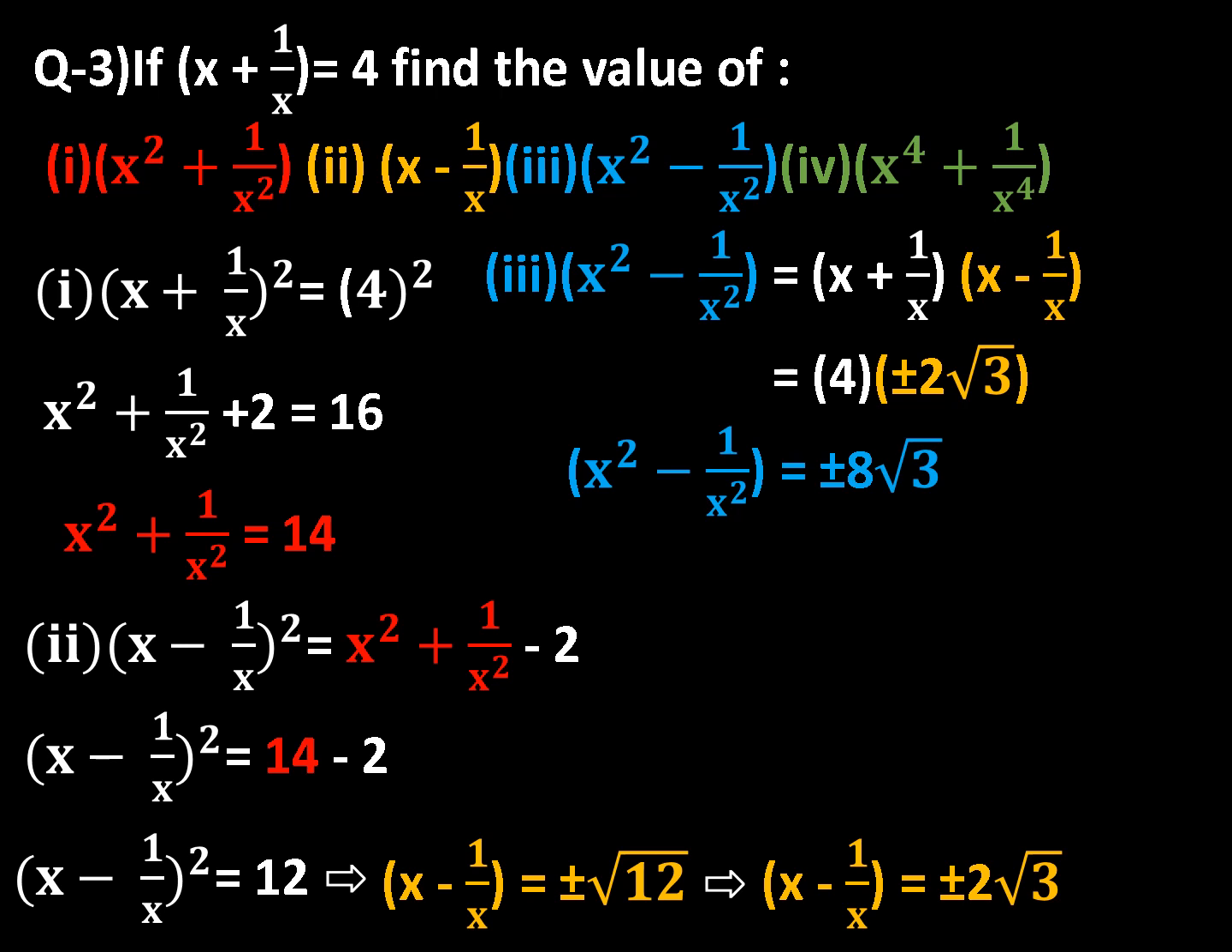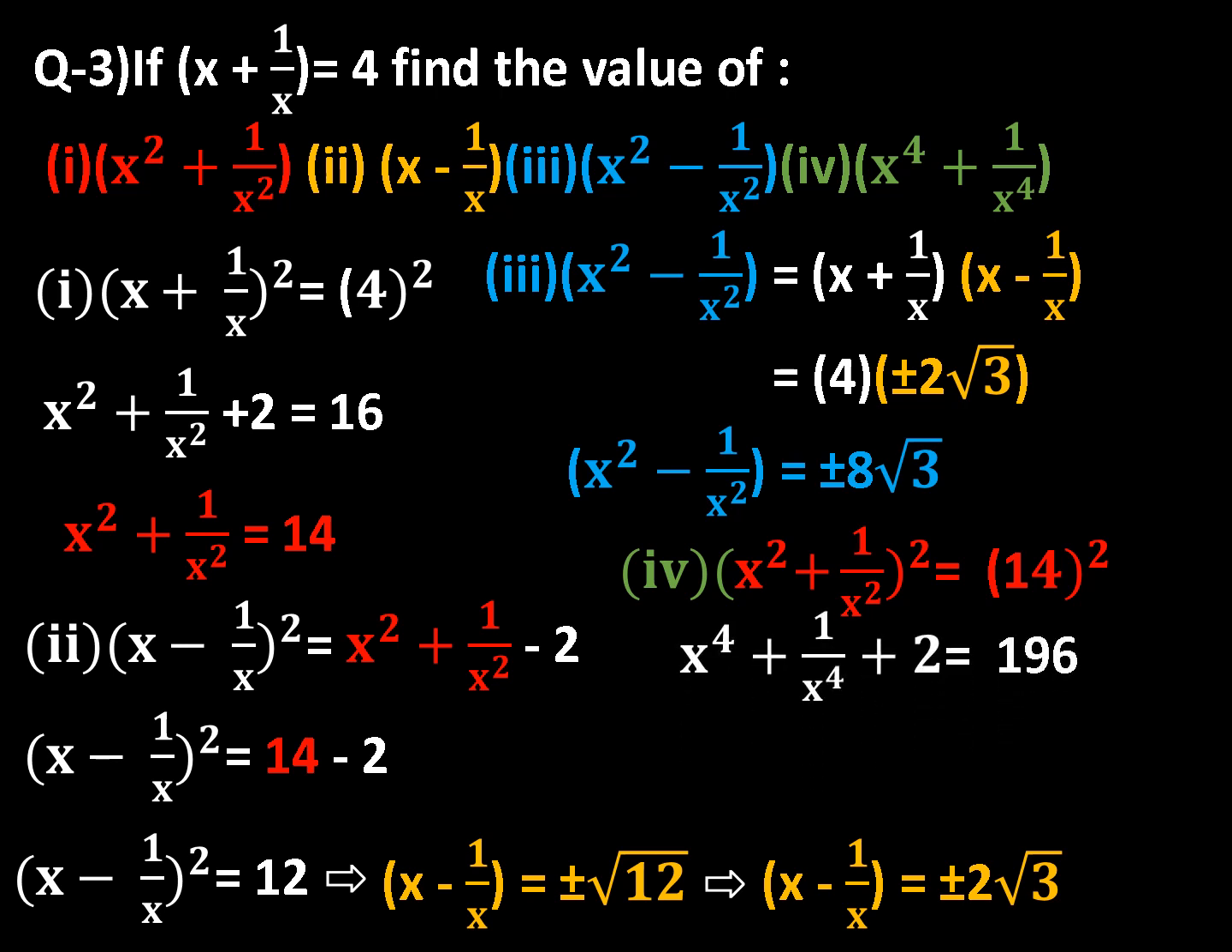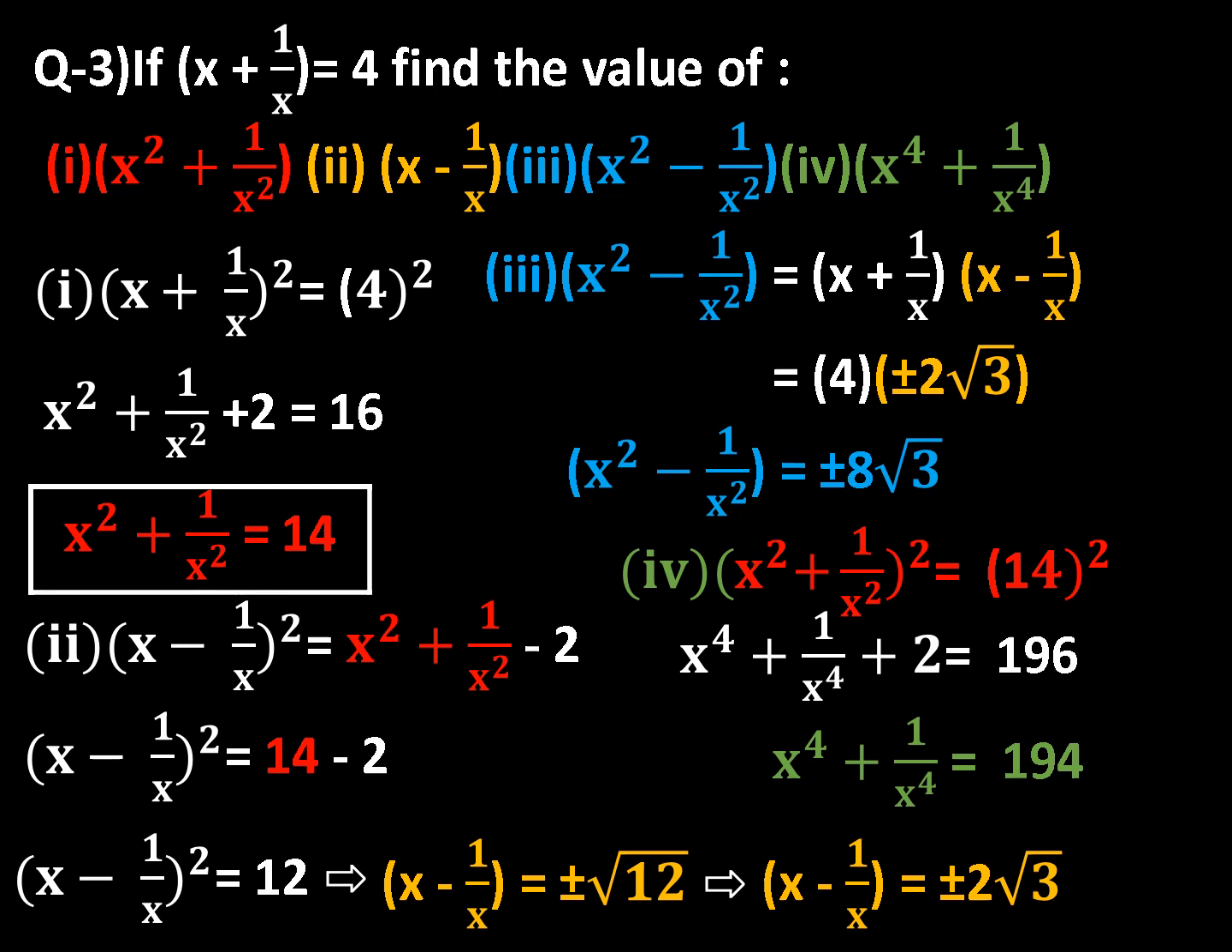Now to find x raised to 4 plus 1 upon x raised to 4, what we will do is we will square x square plus 1 upon x square on both sides. That will give us x raised to 4 plus 1 upon x raised to 4 plus 2 equal to 196. Taking 2 on the other side will give us x raised to 4 plus 1 upon x raised to 4 is equal to 194.